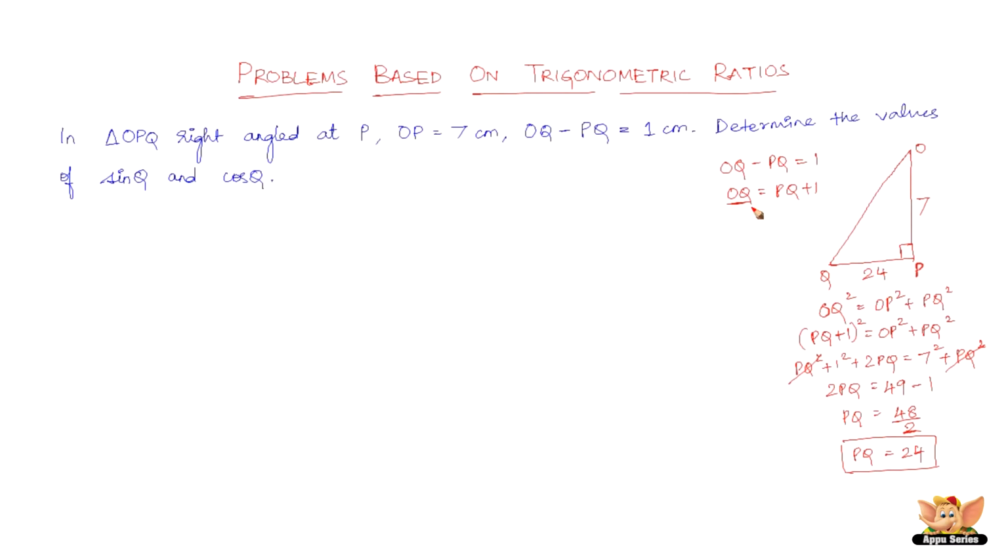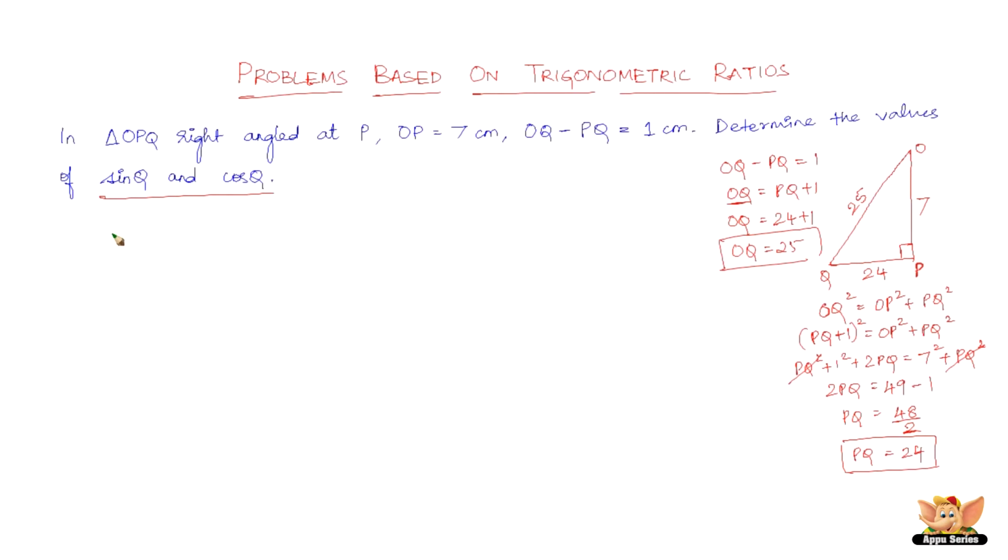So now we've got OQ equals PQ plus 1. So if PQ is 24, OQ should be 25, because it's clearly mentioned OQ is 1 plus PQ. So OQ is 24 plus 1. So therefore OQ equals 25. So we found the values of all the sides. So all we have to do now is substitute them in and find the values of sin Q and cos Q.